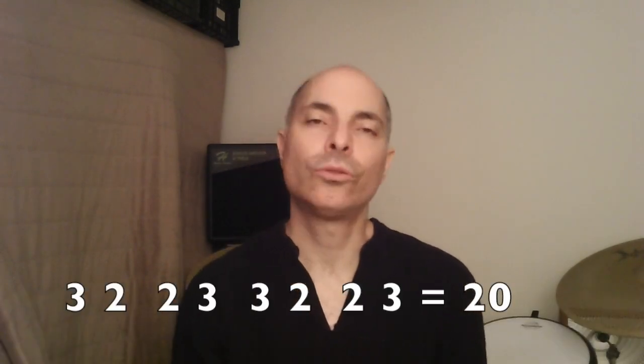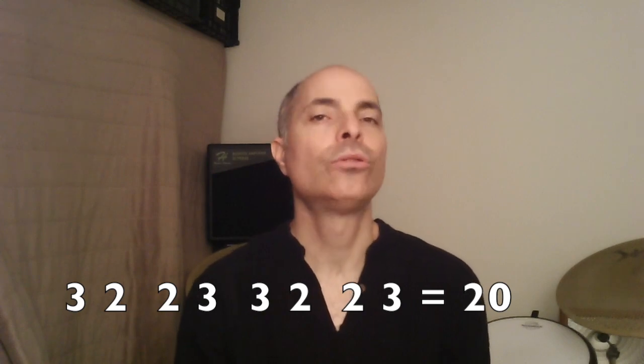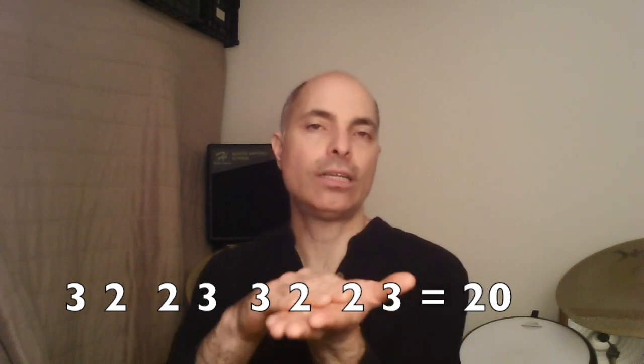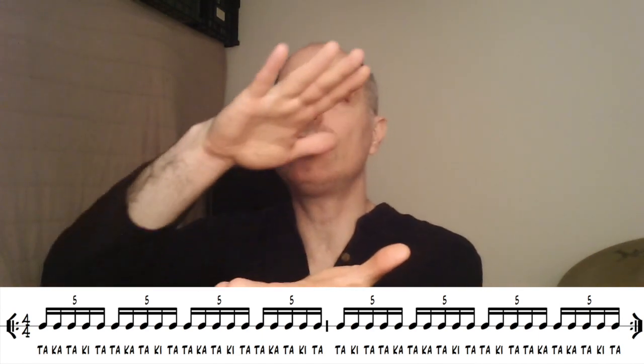Let's explore a few more variations. For instance, 3-2, 2-3, 3-2, 2-3. And it goes like this. Taka takita taka takita taka takita taka takita, takita taka, taka takita, takita taka, taka takita.